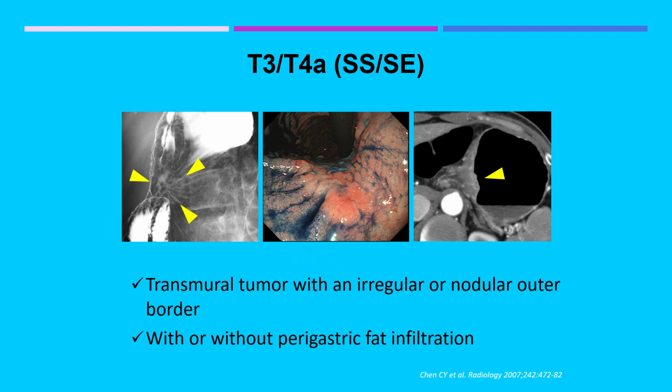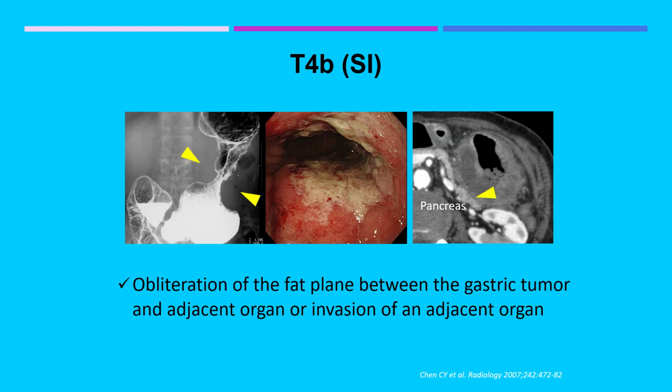In more advanced T3 or T4A stages, the tumor invades the serosa, showing an irregular or nodular outer border. This often correlates with more aggressive disease. T4B cancers invade adjacent organs such as the pancreas. On CT, we see obliteration of the fat plane between the gastric tumor and the nearby organ, indicating direct invasion.